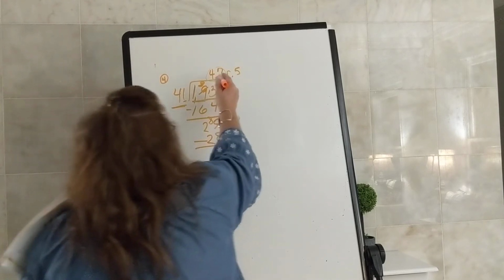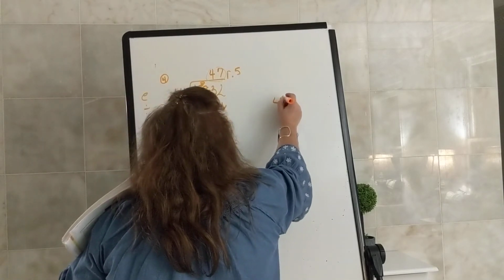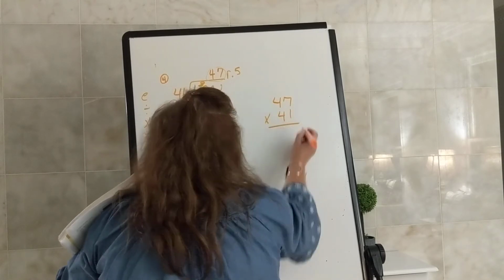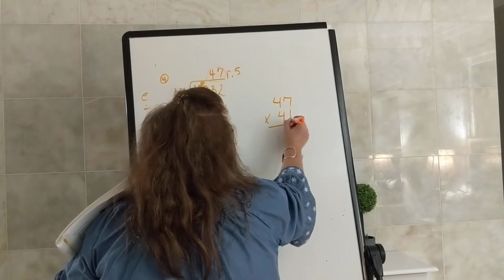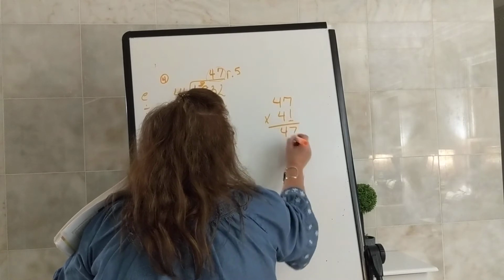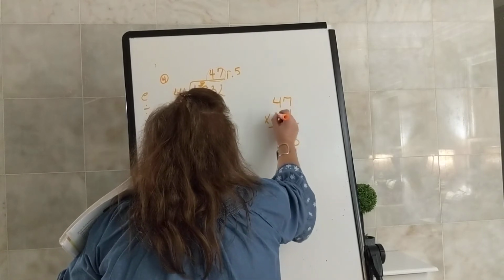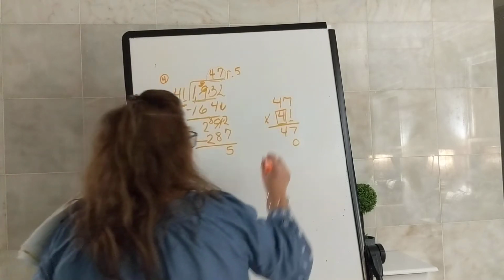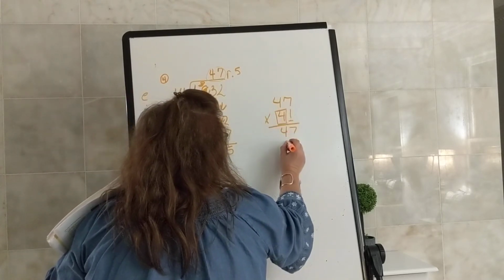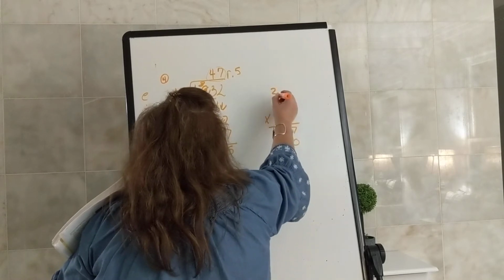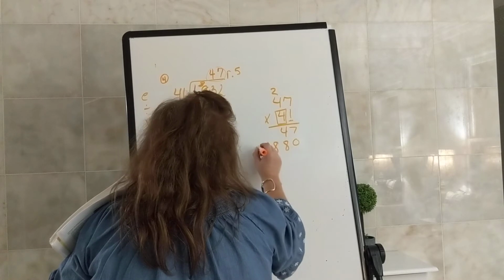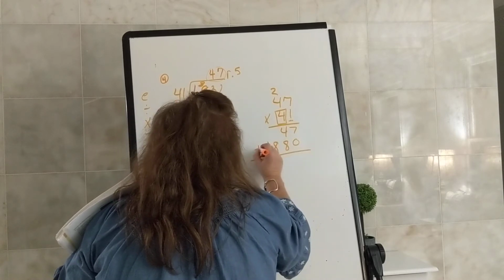We're multiplying our quotient, 47, times our divisor, 41, okay? 7 times 1 is 7. 4 times 1 is 4. We put a 0 in the ones place. Now we're going to multiply 47 times the tens place, times the 4. 7 times 4 is 28. Put 8 down, carry the 2. 4 times 4 is 16. Plus 2 is 18.